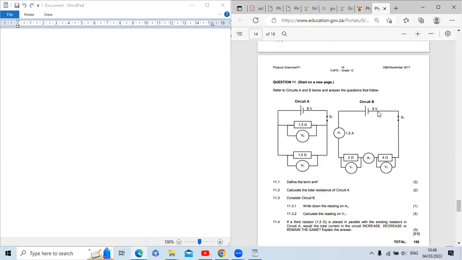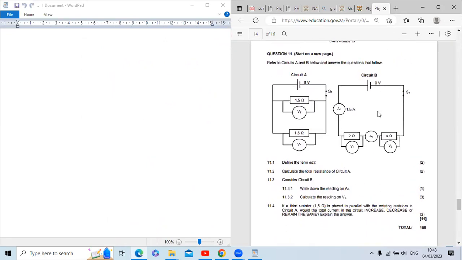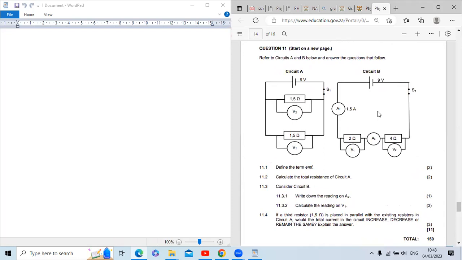So let me just do this. Now this one is much more based on Ohm's law. So let's just end the meeting here, come back for the next section, and then I'll help you with Ohm's law. Is that fine? Because it's going to end soon.